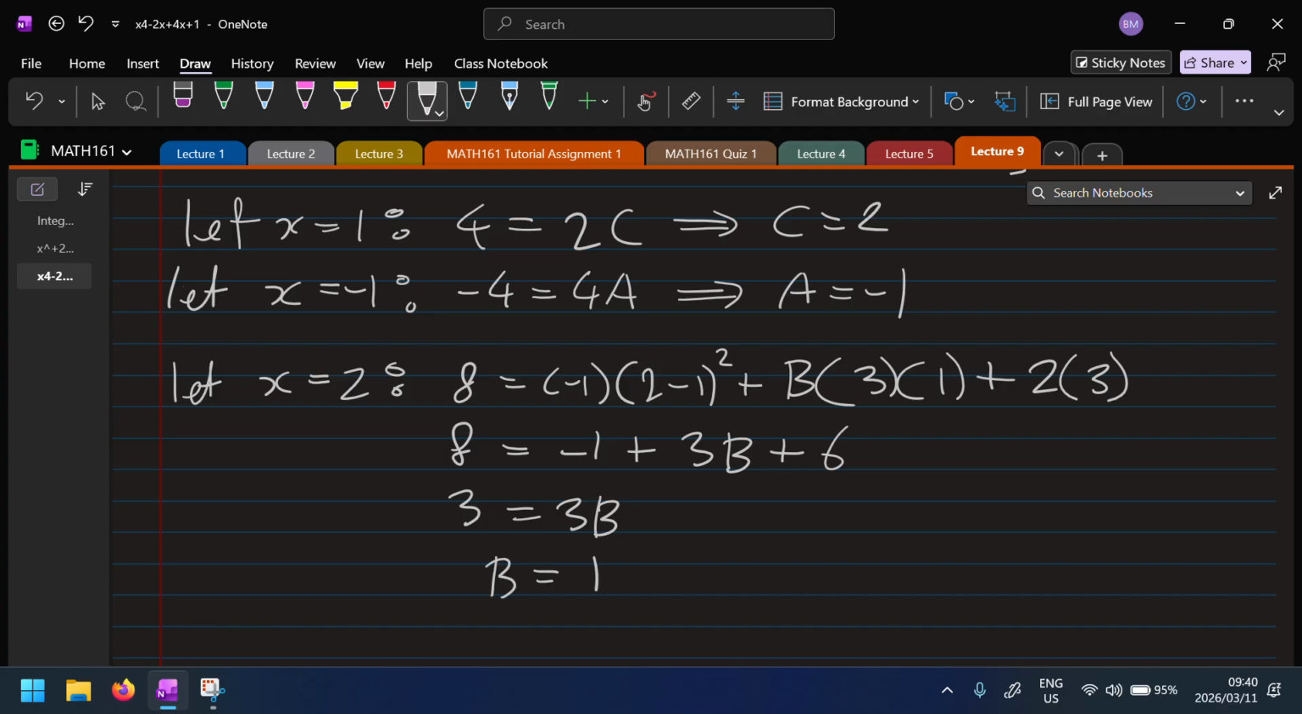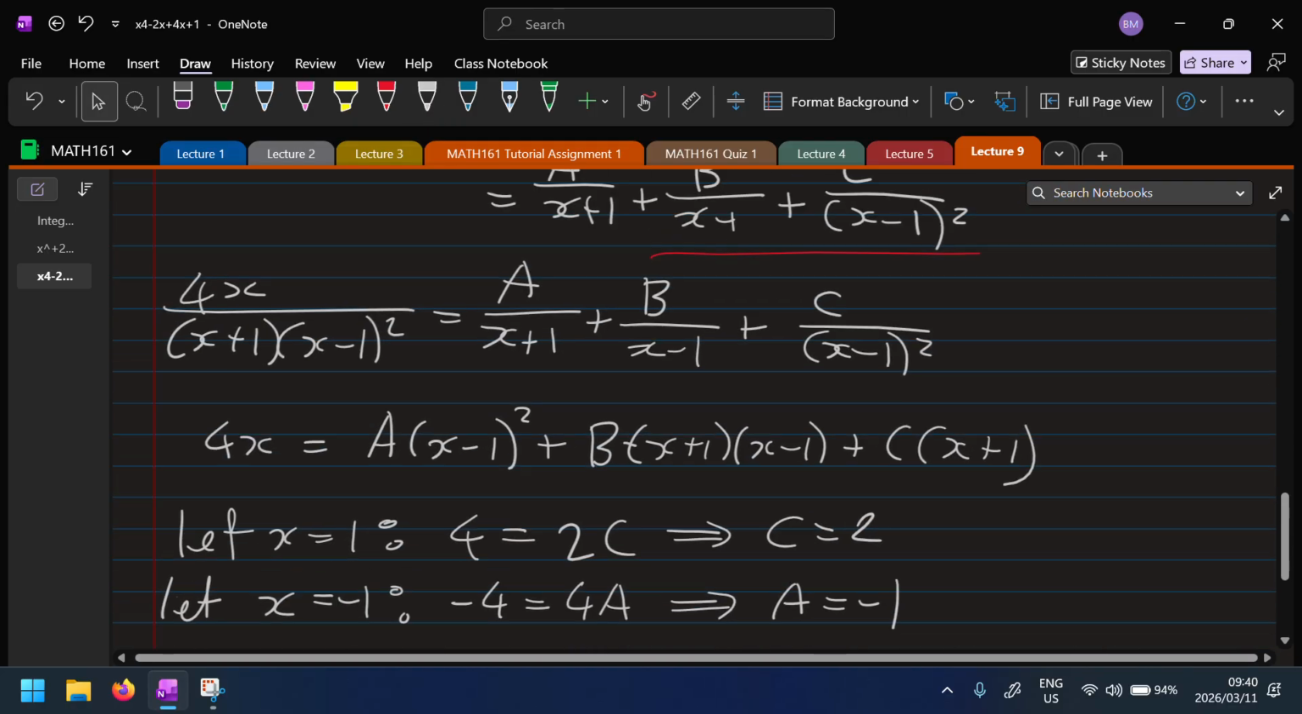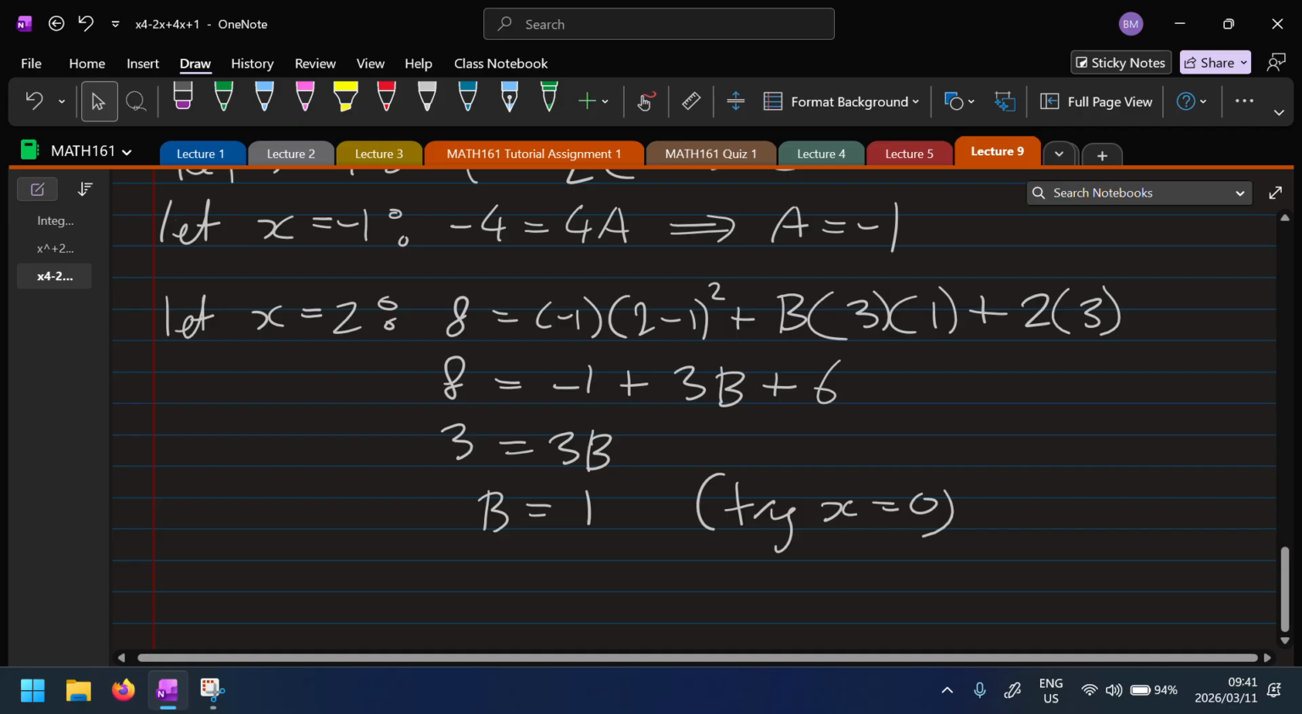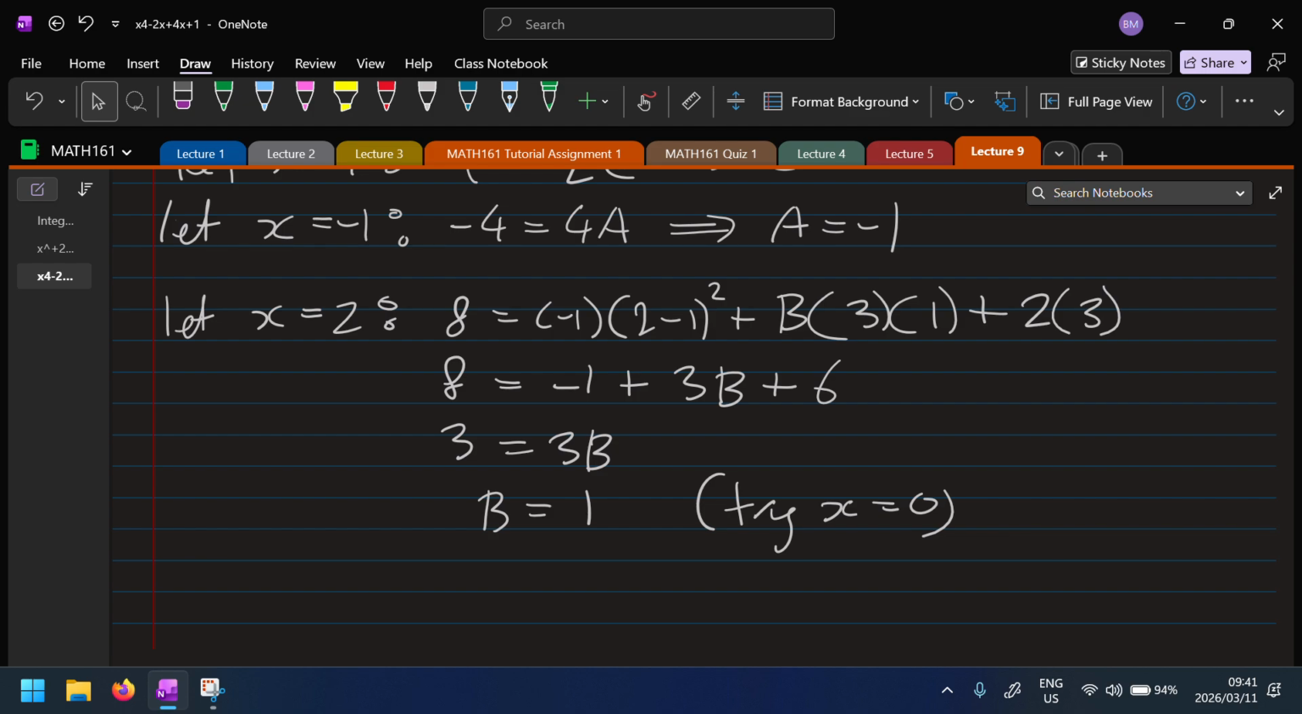Okay. So just as a little side calculation, choose X to be 0. You should get the same thing. So if X is 0, you should still get B as 1. Okay, so this is step 2 done. We've got our A, B, and C. Now we can substitute it back to what we had before and then do the integral.